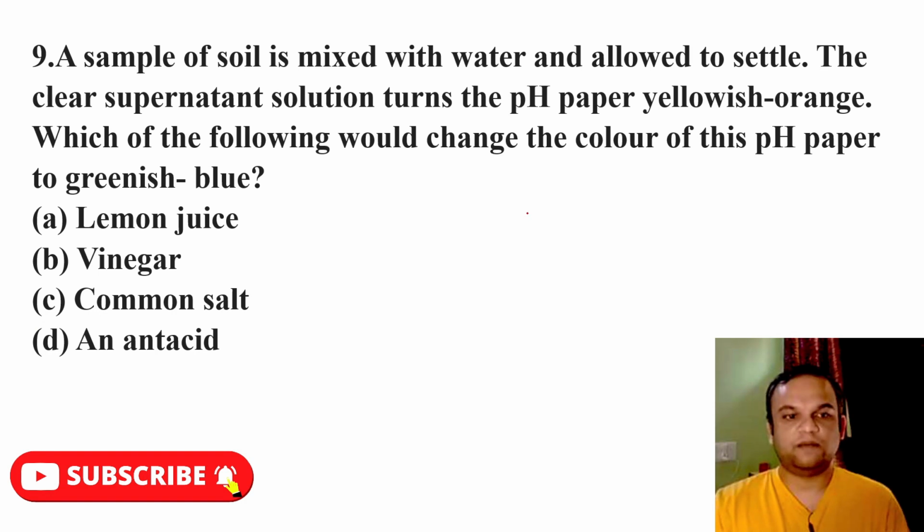Next question is, a sample of soil is mixed with water and allowed to settle. The clear supernatant solution turns the pH paper yellowish orange. Which of the following would change the color of this pH paper to greenish blue? अगर कोई पेपर येलोइश ऑरेंज बन जाता है मतलब ये एक एसिडिक सॉल्यूशन बन गया, तो उसको न्यूट्रलाइज करने के लिए या तो उसको अल्कलाइन बनाने के लिए वी हैव टू ऐड एनी काइंड ऑफ एंटासिड, ताकि वो न्यूट्रलाइज हो जाए या फिर वो अल्कलाइन बन जाए, दैट टर्न्स द solution to greenish blue, and that is why we have to add antacid. So option D will be the correct answer.